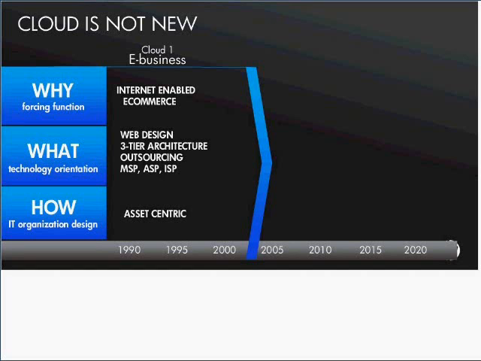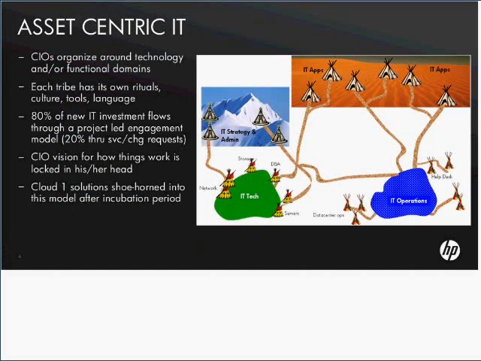The asset-centric organization model is one where the CIO understands how things are supposed to work, and it's kind of locked in his head. But what you have to understand is that all of the organizations, all the functions are organized around their technology domains, right? So you've got these different IT tribes: the DBA tribe, the network tribe, the sysadmin tribe, the help desk tribe, the application development tribes, and they all have their own culture, rituals, tools, and language. And oh, by the way, these tribes don't like each other very much.